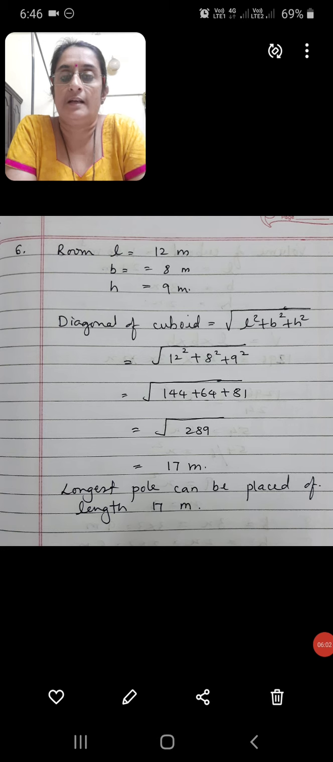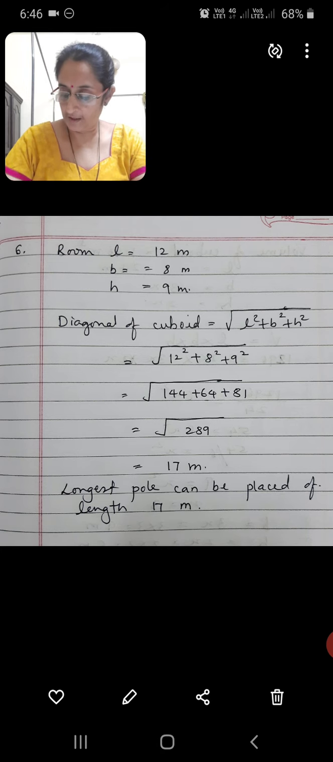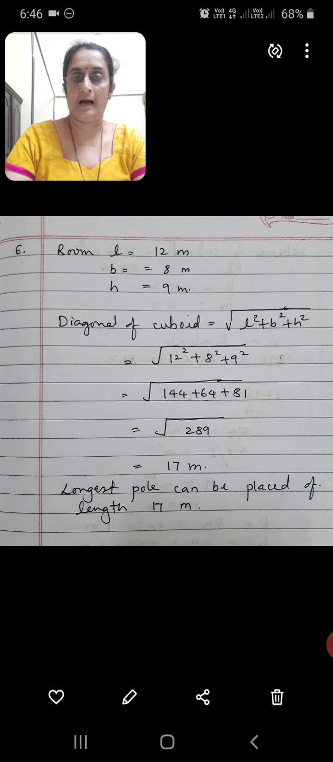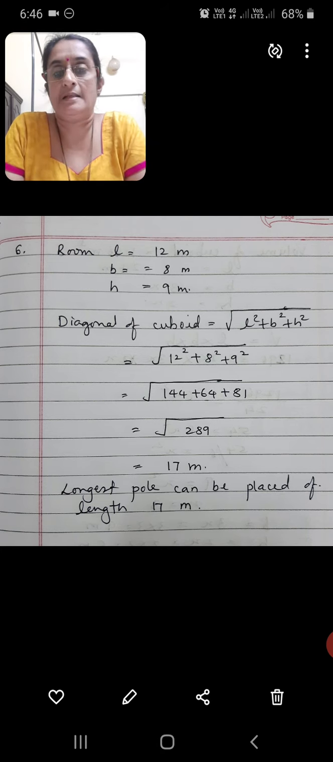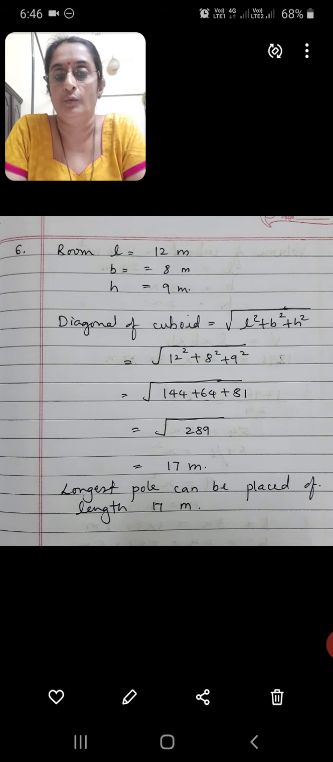Next question I have taken, that is question number 6. The question is like this: find the length of the longest pole that can be placed in a room that is 12 meter long, 8 meter broad and 9 meter high. So the room's dimensions are given, all are in meters, and you have to find out how long the longest pole you can put in that room is.